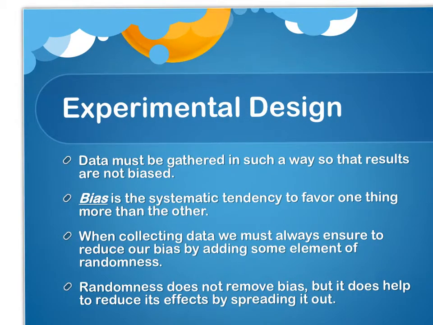The principles of design exist to help us deal with bias in the way we gather our data. Bias is the systematic tendency to favor one thing over another, and it's something that's automatically built into humans. Therefore, we use these processes of randomizing, which helps to spread out the bias, control, which helps to measure or reduce the bias, and replication, which helps to ensure that bias is kept out of our experiment.